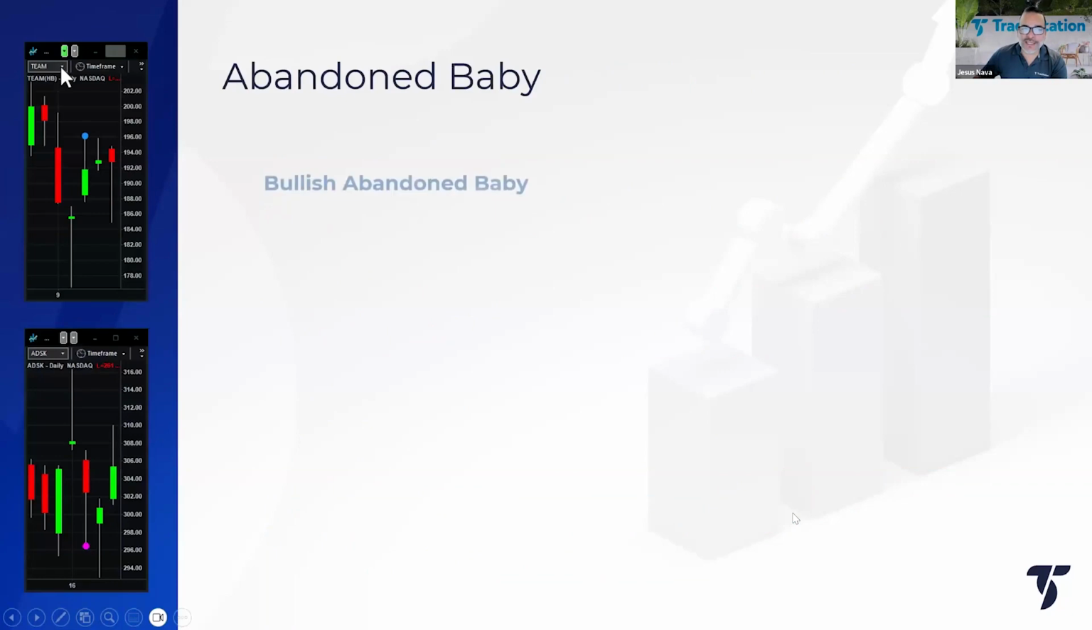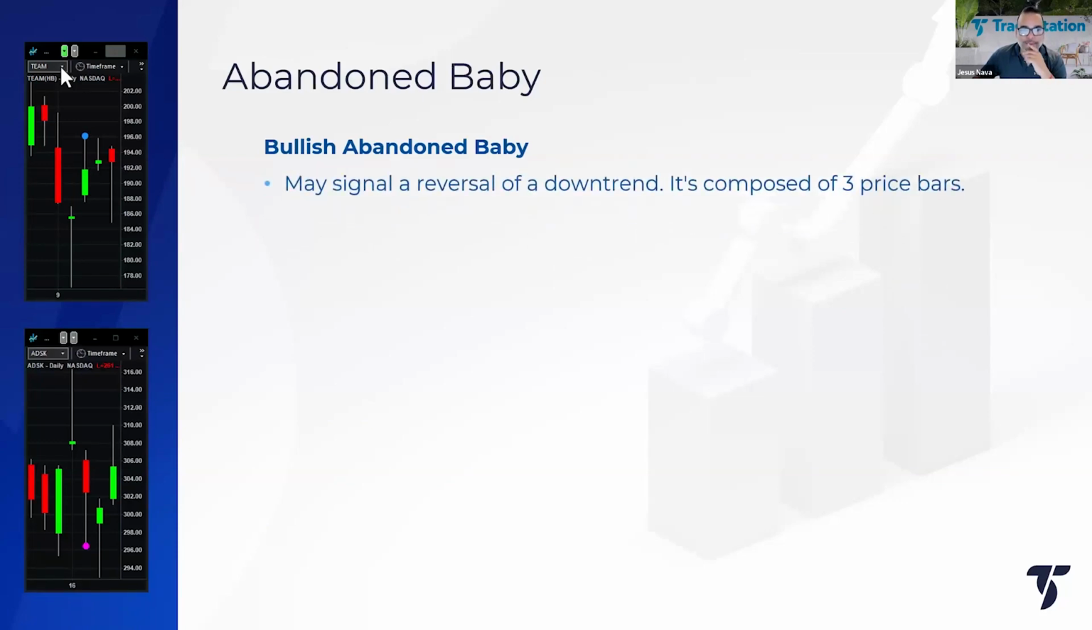What the PDF does is provide a description of what the formation is. For example, here's the abandoned baby. It tells you what it implies. It may signal a reversal of a downtrend. At least the bullish abandoned baby may be the reversal of a downtrend, and is composed of three price bars. For most of these pages, I provide screenshots of what the pattern may look like. Sometimes it may be easy to understand, sometimes not.